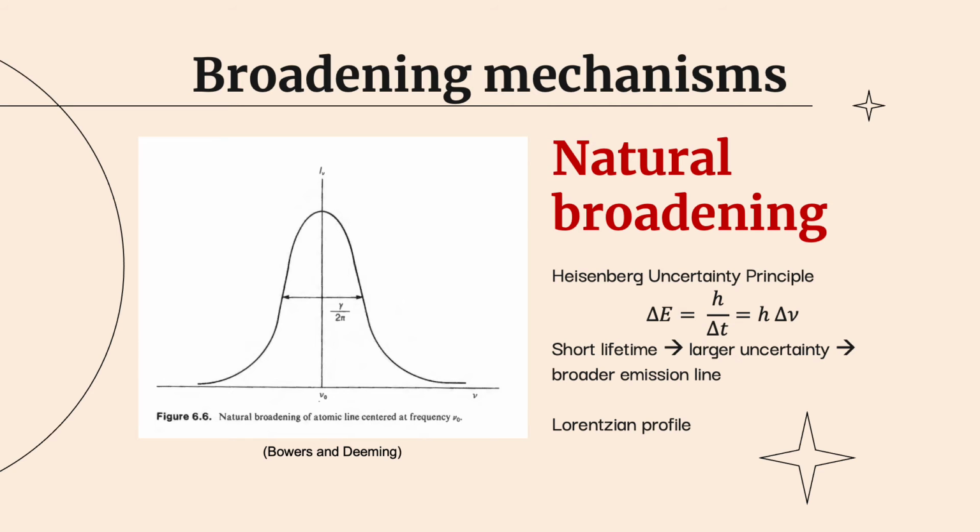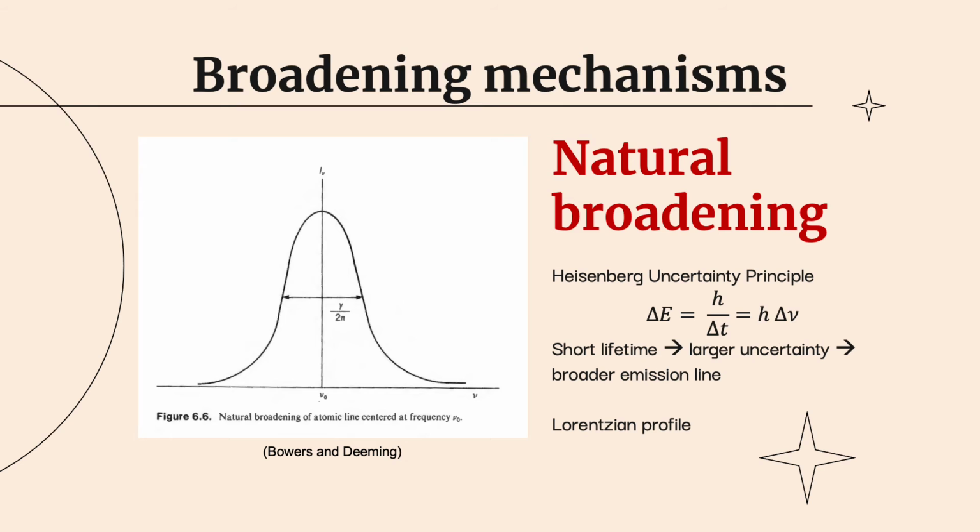Natural broadening arises from the Heisenberg uncertainty principle, and it relates uncertainty in frequency to uncertainty in time. Therefore, we can see how a short lifetime leads to a large uncertainty and a broader emission line. A longer lifetime would lead to a smaller uncertainty and a narrower emission line.